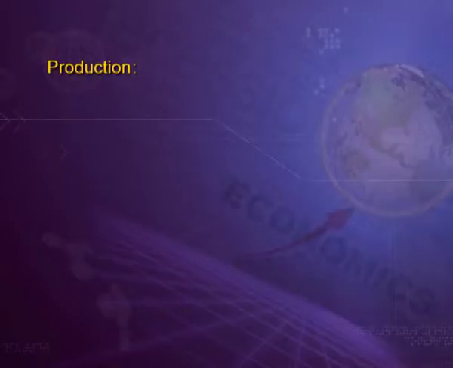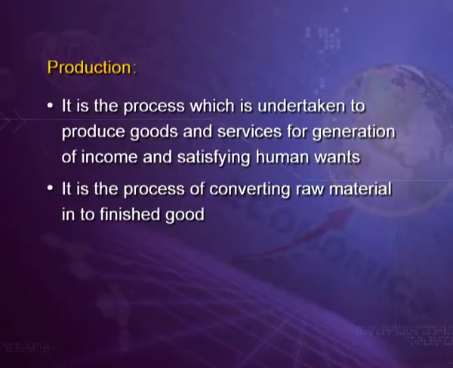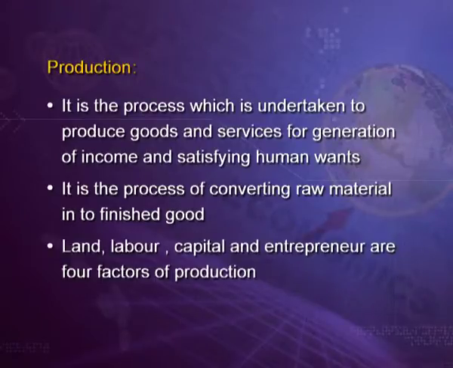The next activity is production. It is the process undertaken to produce goods and services for generation of income and satisfying human wants. It is the process of converting raw material into finished goods. Land, labor, capital and entrepreneur are the four factors of production, which are combined and are helpful in producing various goods and commodities in our society.